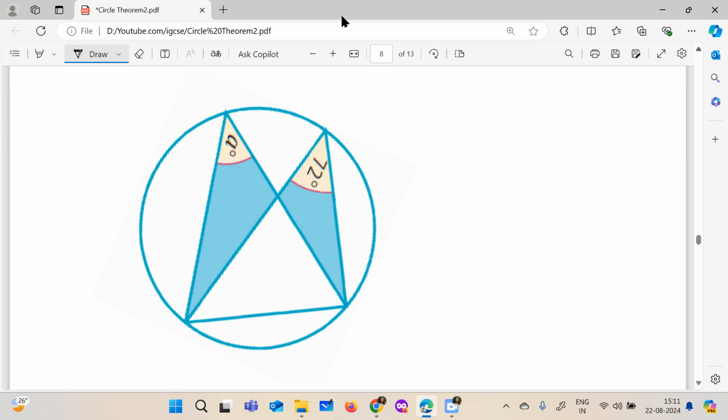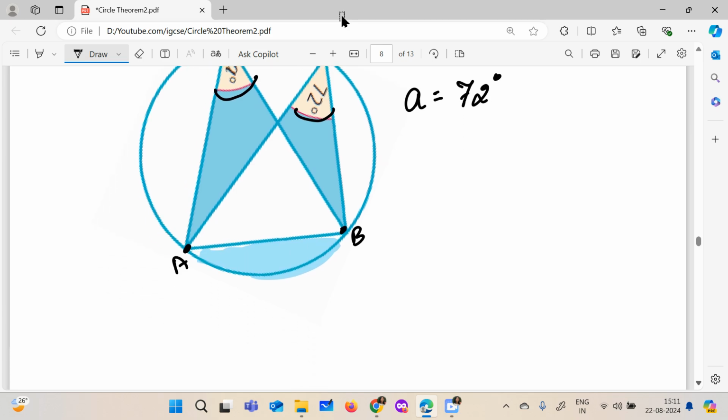Now if you look here, let this be points A and B. Here we have two angles formed in the same segment. This is the minor segment and the unshaded part is the major segment. So you can see that two angles are formed in the major segment. What will be the value of A if this is 72? It will also be 72. Very good, because A and 72 are both in the same segment.